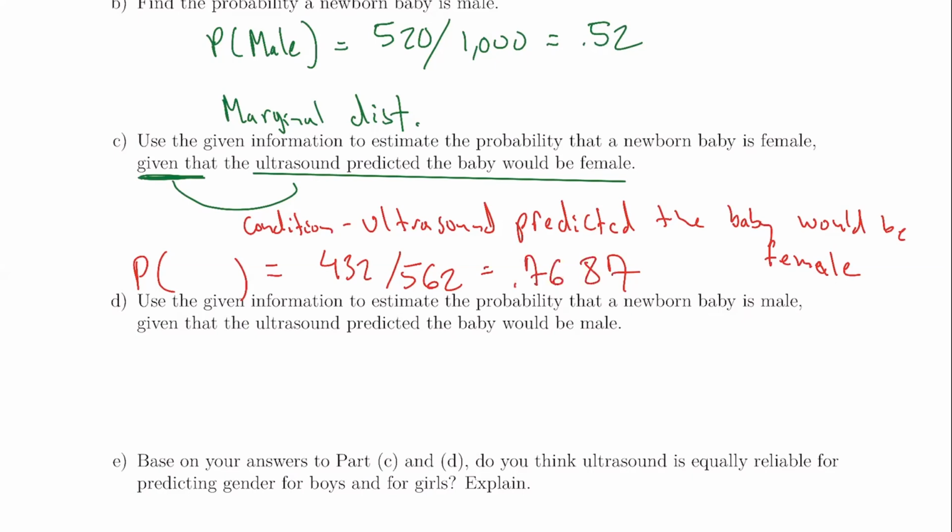All right, let's do part D. Part D says use the given information to estimate the probability that a newborn baby is male, given that the ultrasound predicted the baby will be male. So for this one, what is my condition? What is the condition that they already tell us we know? Do I already know the baby is male, or do I already know the ultrasound predicted the baby to be male? Yeah, so the condition is ultrasound.